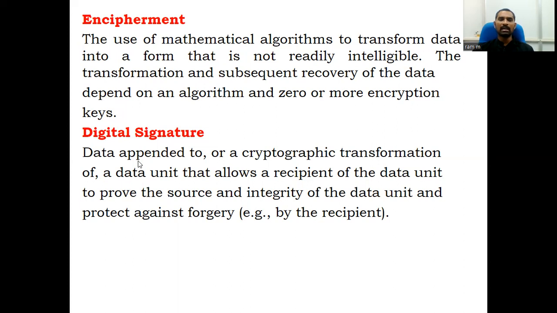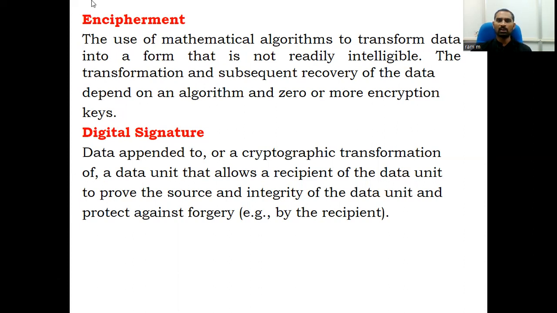The next one is digital signature. It is data appended to, or a cryptographic transformation of, a data unit that allows a recipient of the data unit to prove the source and integrity of the data unit and protect against forgery. So what does the digital signature provide? I told you one example about non-repudiation, that is WhatsApp. Similarly, the other one.